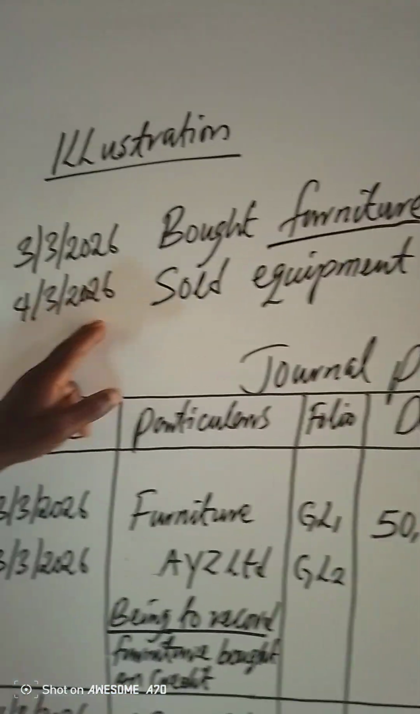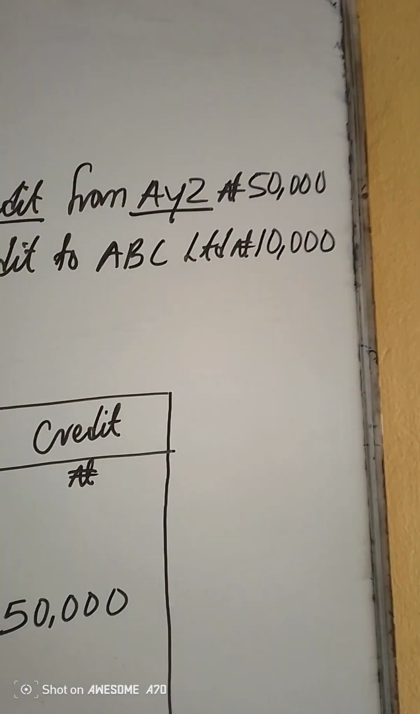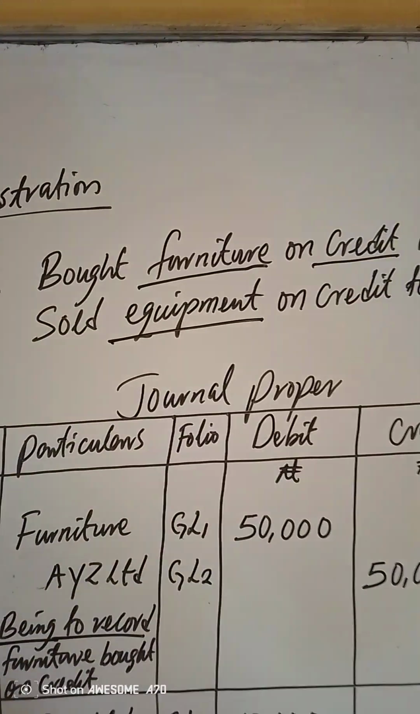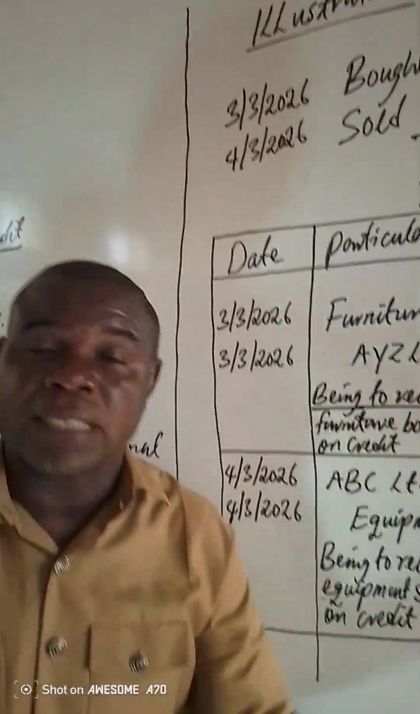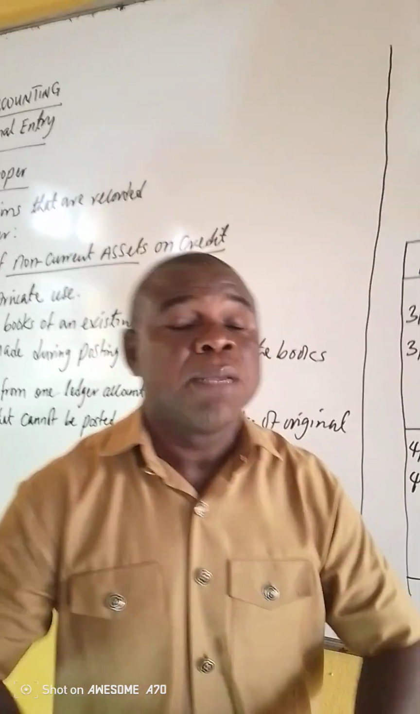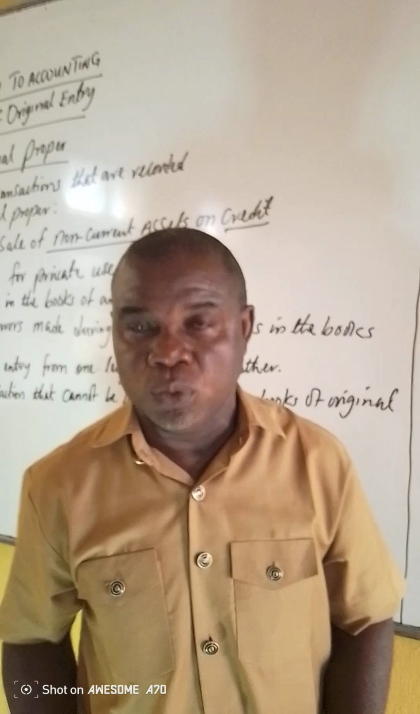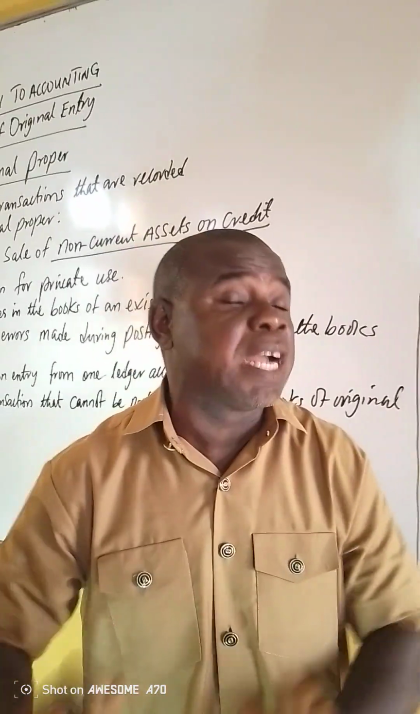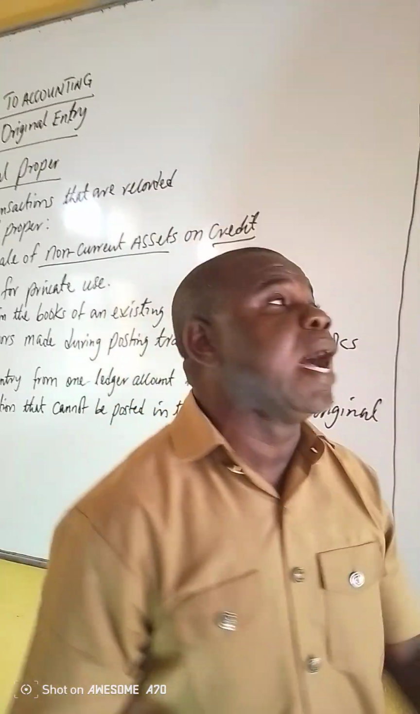4th of April 2026, sold equipment on credit to ABC Limited. Here we are also selling, and equipment here is also a non-current asset. Mind you, non-current assets are assets that the business buys to have future economic benefit: land, building, furniture, equipment, motor vehicle, and what have you. So if they are purchased on credit, the only place we record in terms of books of original entry is nowhere but the journal proper.